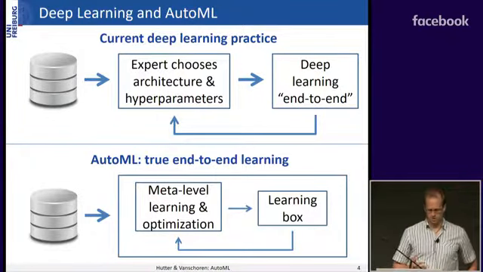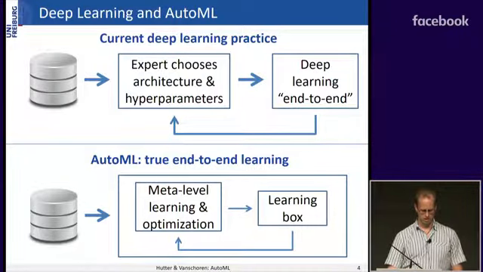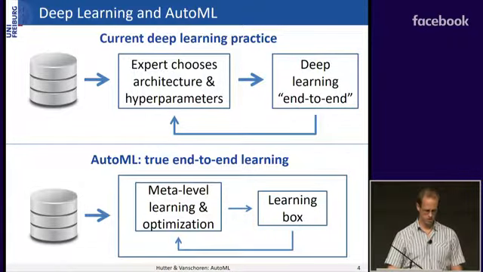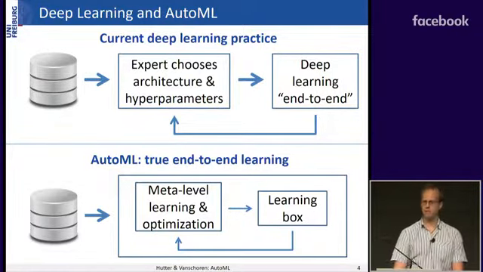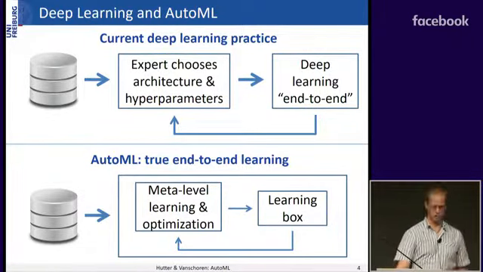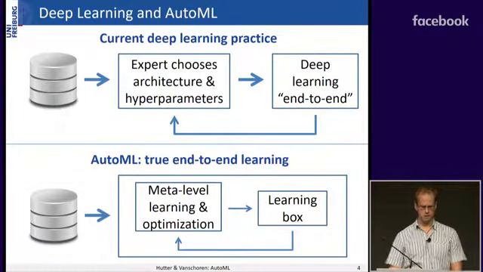One way to achieve this is, of course, to mimic this manual approach up here, where you have some deep neural network. So you can have some learning box that could be just a deep learning framework. And you have the expert choosing architecture and hyperparameters here. You replace that by a meta-level learning and optimization process that reasons about which architectures work well, which hyperparameters work well on this particular data set, and that can also reason across data sets.